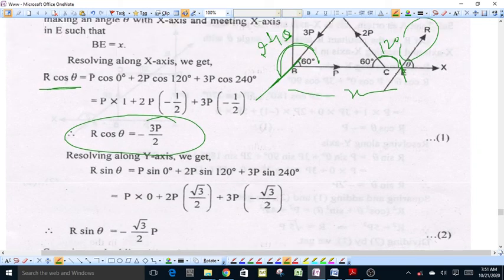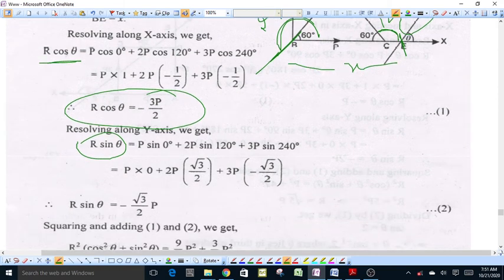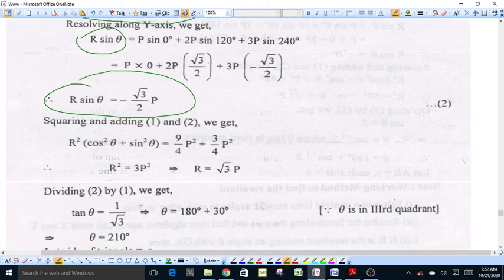Now again resolving all the forces along the y-axis, the y component of the resultant, R sin theta, is equal to P sin 0 plus 2P sin 120 plus 3P sin 240. R sin theta comes out to be minus root 3 by 2 P. Now squaring and adding, R squared will be equal to 9 upon 4 P squared plus 3 upon 4 P squared, that is, R squared is equal to 12 upon 4 P squared, that is, R squared is equal to 3P squared. From this equation R comes out to be root 3 P.